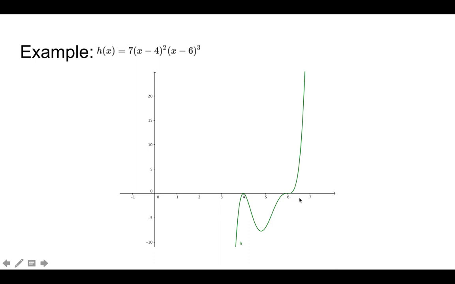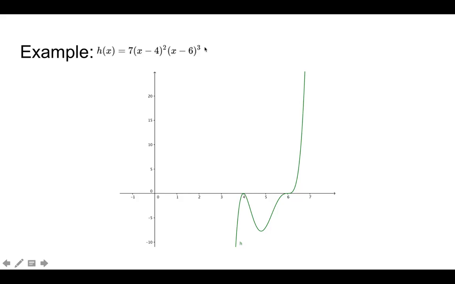We're talking about the multiplicity, not the root. Sorry. I don't care if 6 is even or odd. I don't care if the root is even or odd. I care if the multiplicity, the little exponent, is even or odd.